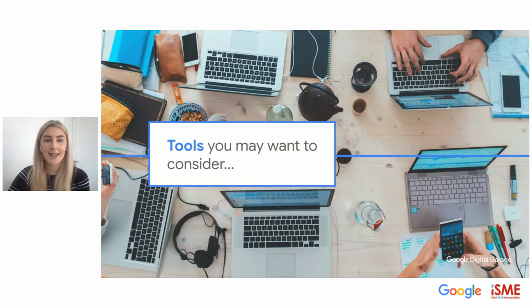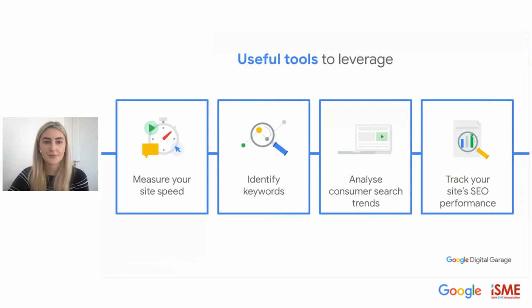So next up, let's take a look at the tools that you may want to consider. There are some really useful tools that can help you analyze and improve your website performance and search engine ranking. So firstly, measure your site speed. Google Page Speed Insights is available. It's a tool that Emma can link in the chat box.